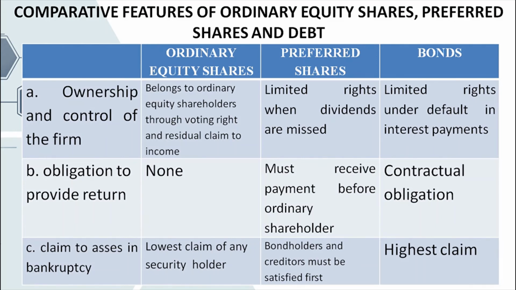So in preferred shares, the ownership and control of the firm is limited right when dividends are missed. And in bonds, the ownership and control of the firm is limited rights under default in the interest payments. So the obligation to provide return when it comes to ordinary equity share is none, which means there is no obligation to provide return. In preferred shares, the obligation to provide return must receive payment before ordinary shareholders. And in the bonds, the obligation to provide return is contractual obligation.